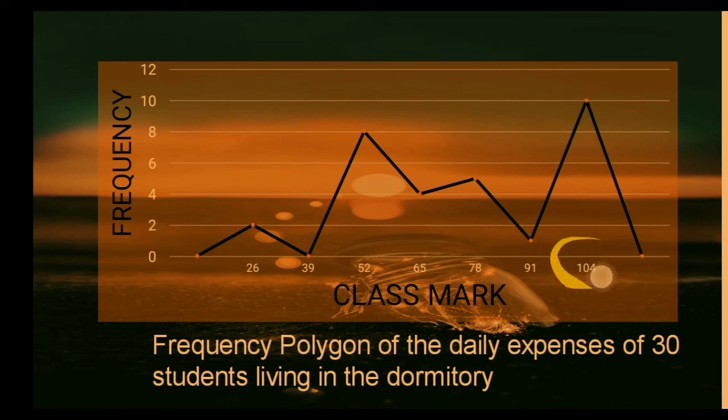One thing that we should always remember in making a frequency polygon graph is that it should start at 0 and end at a point on the horizontal line. This frequency polygon graph is always closed.